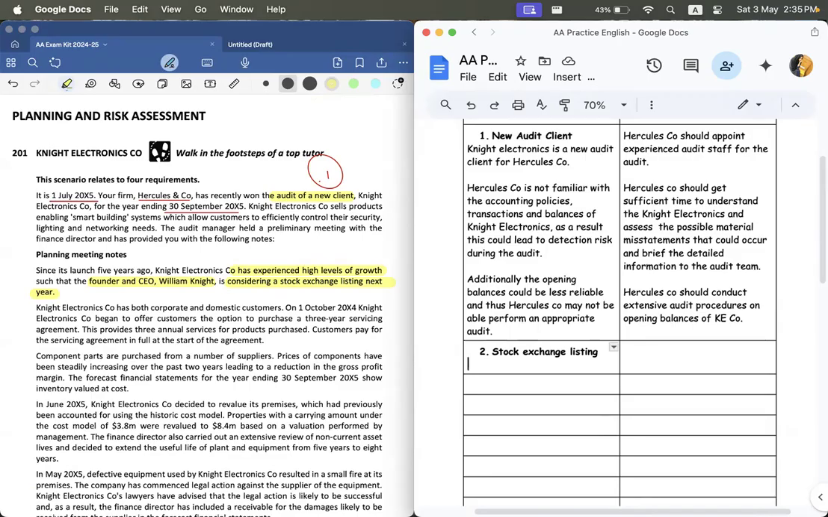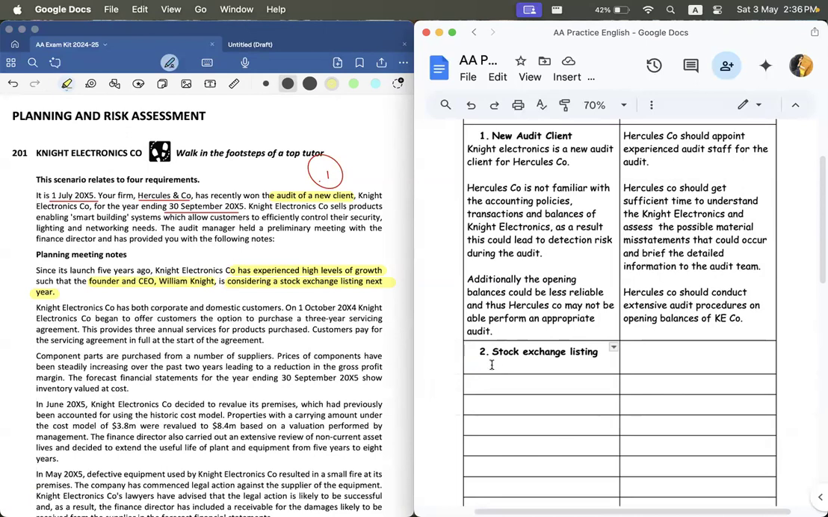So it can be that the FS of Night Electronics could be manipulated. It could be edited in a way that shows the company in a very good light so that the stock exchange listing is smooth. That's what we call window dressing. So that is the risk. In order to list themselves in the stock exchange, they might overstate the profits. They might overstate the total assets. So we're going to mention that.